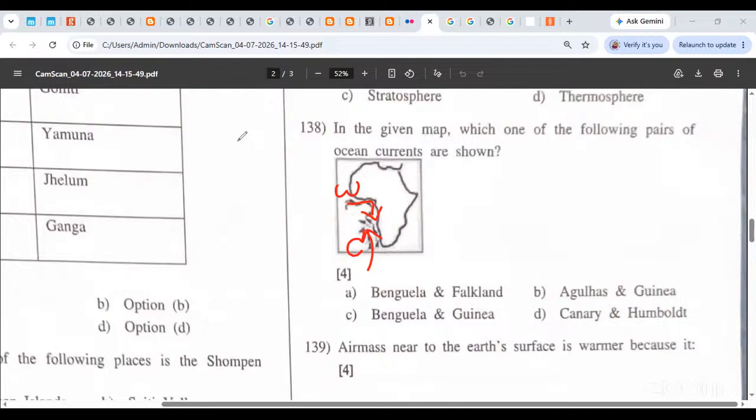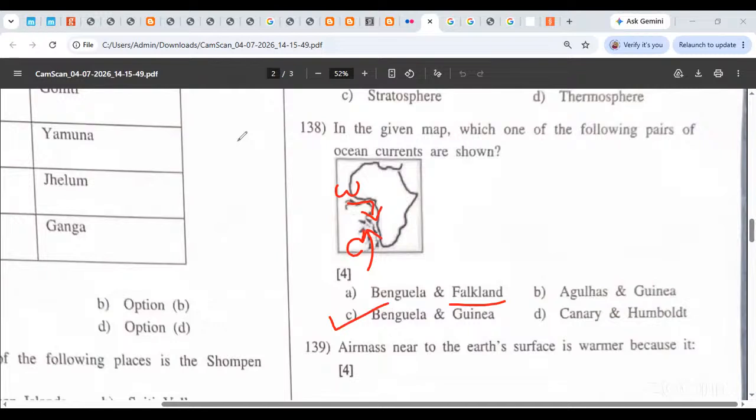Now, Falkland is also a cold current, and it is found in the Atlantic Ocean, but to the south. You're looking at the south for it. So we are not looking at another cold current, or at something coming from the poles to the equator. We are looking at something that is coming from the equator to the pole. So you're looking at the Benguela and the Guinea current. There is a Gulf of Guinea, right over there. So we are looking at these two currents.